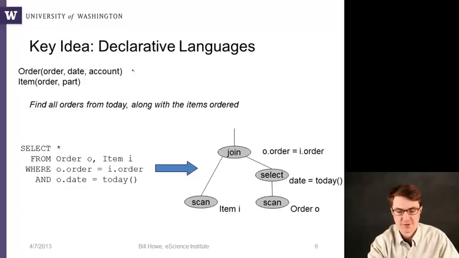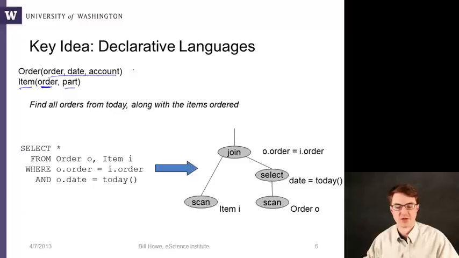So imagine you have two tables. One is order with 3 columns, order, date, and account, and another table, item, with 2 columns, order and part. And the semantics here is that this column indicates which order that item should be associated with. Okay. And so if you want to say find all orders from today along with the items ordered, then you might write this query.